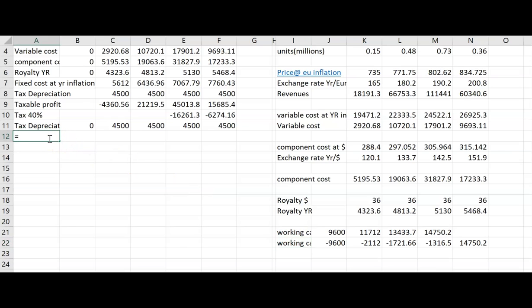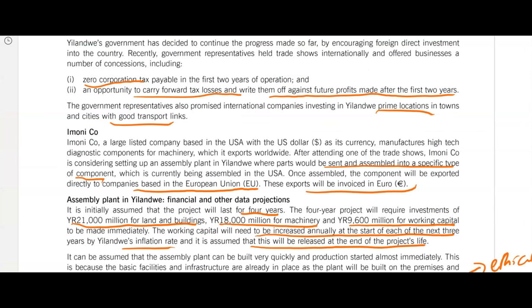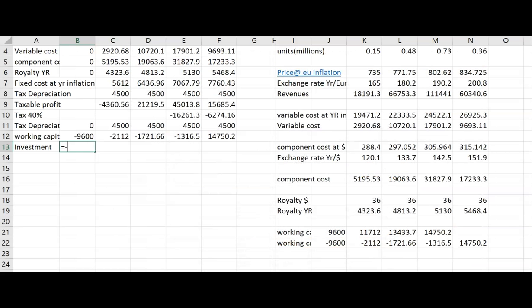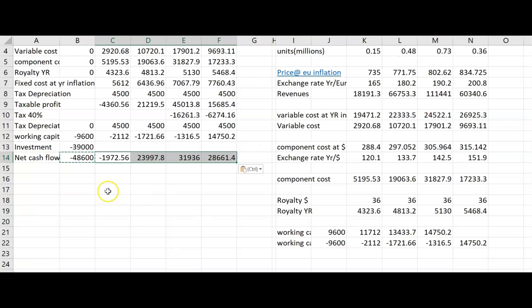Right here, I-22. Amount is 21,000 for the land, 18,000 for the machinery. It's 39,000. There is no scrap value. Calculate the net cash flows, and it is the sum of all cash flows till taxable profit. These cash flows are in YR.